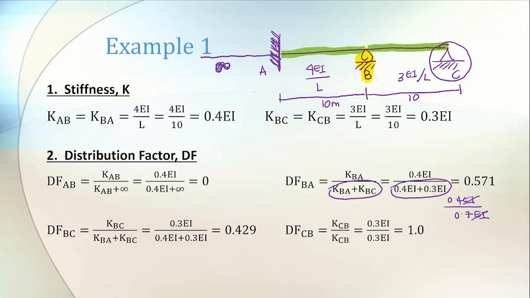And for the distribution factor B to C, it is KBC, because the stiffness should be for the beam we are talking about, divided by the total. Refer to the letters at the front, meaning BC, DFBC. So we need to look at support B. Under support B there is beam BA and beam BC. So it's the same again, divided by stiffness BA and stiffness BC. Therefore 0.3EI divided by 0.7EI. We cancel, and I get 0.429.